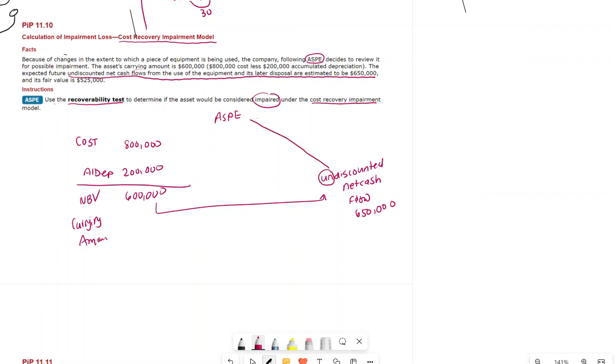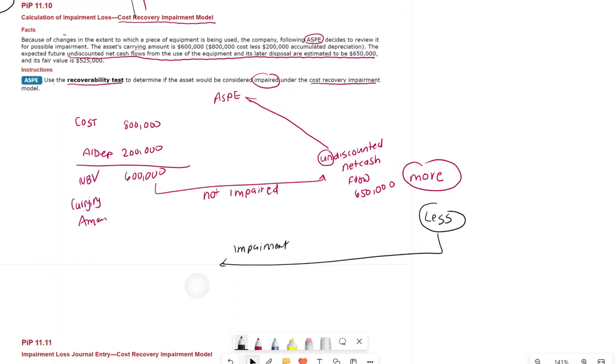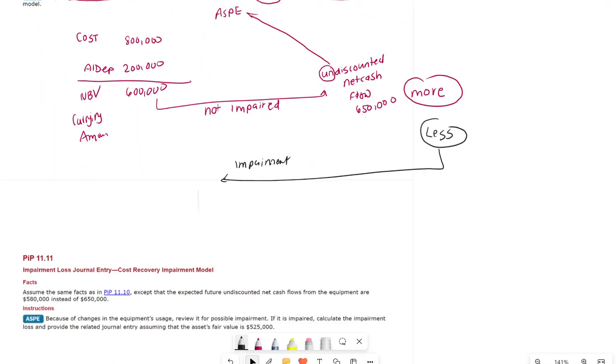Under ASPE, you compare the amount of undiscounted net cash flow to your carrying amount. If this is more, the asset is not impaired. If the undiscounted cash flow is less, then we will have an impairment. If you have an impairment, then you have to do a journal entry to record it. We're going to do a couple of questions going forward to show you a little bit more of when it's less, when it's more, and how we do a journal entry.